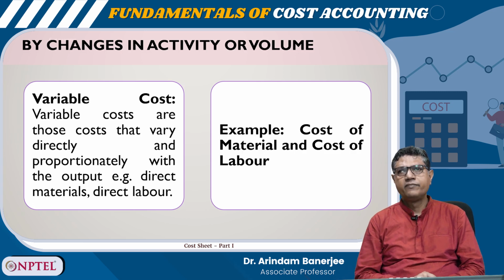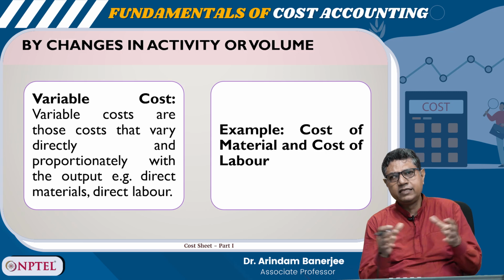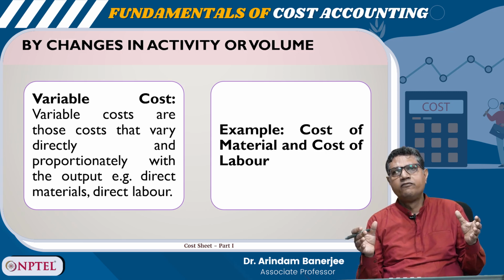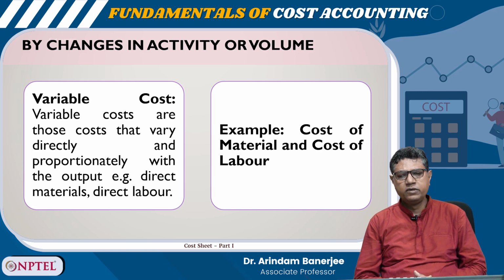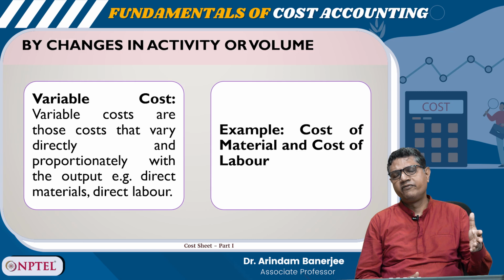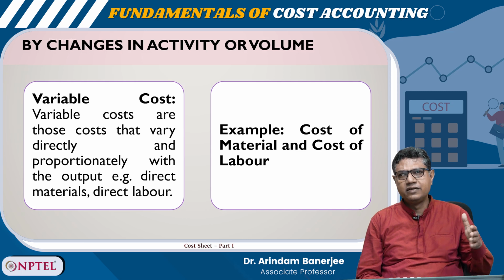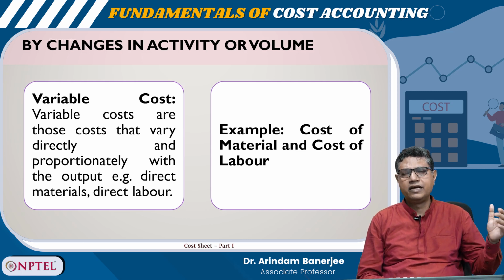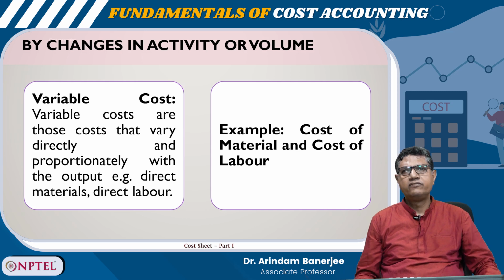And variable cost is the cost which varies with the change in production level within a given time range. So variable costs are those costs that vary directly and proportionately with the output. Like for example, direct material. If the company produces 10 vehicles, it will have some direct material cost. But if it increases the production level to 50 units, then direct material will increase proportionately, right? So this is an example of the variable cost.